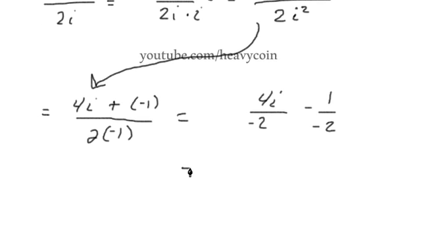But we can rewrite this. This is -1 over -2, so the negatives cancel out. And of course, I'm going to write it in that a plus bi form. And then this becomes -2i. That's this piece right here. 2 goes into 4 2 times. All right.